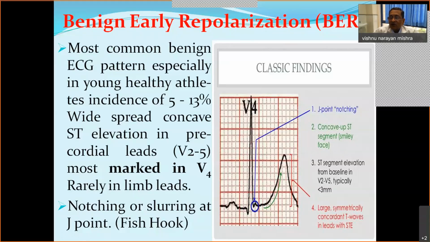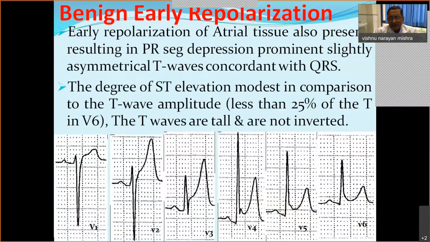Large symmetrical concordant T waves may again be present in these patients. This is again the same full ECG from V1 to V6, and what you are seeing, early repolarization of the atrial tissue is also present. And this results in PR segment depression. Here you are seeing the PR segment is also depressed. This is the PR segment. And if you see, this PR segment is also depressed. So in benign early repolarization, you can see even the depression of the PR segment.